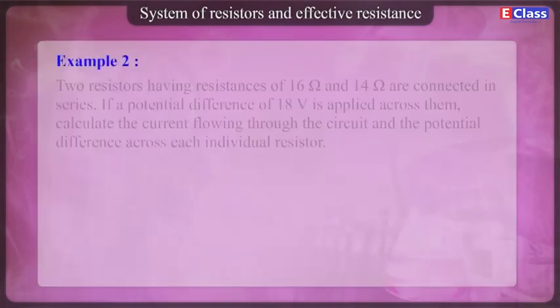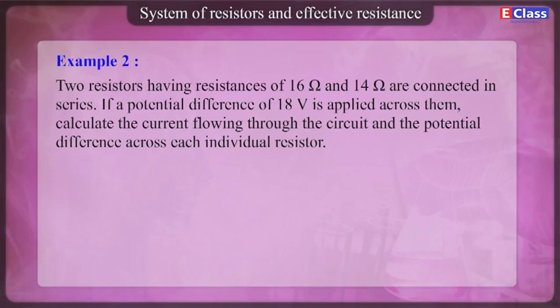Example 2. Two resistors having resistances of 16 ohm and 14 ohm are connected in series. If a potential difference of 18 volt is applied across them, calculate the current flowing through the circuit and the potential difference across each individual resistor.